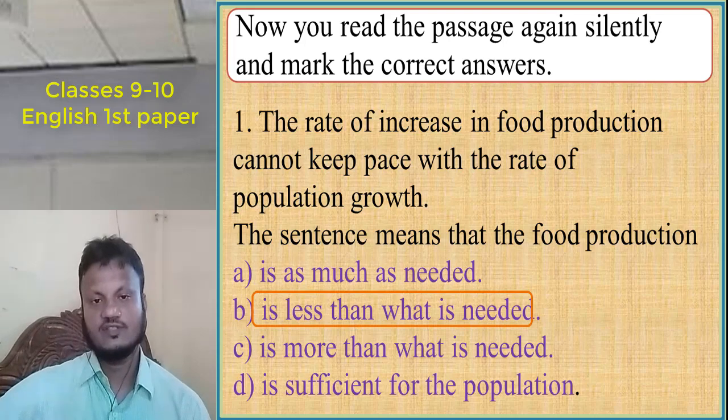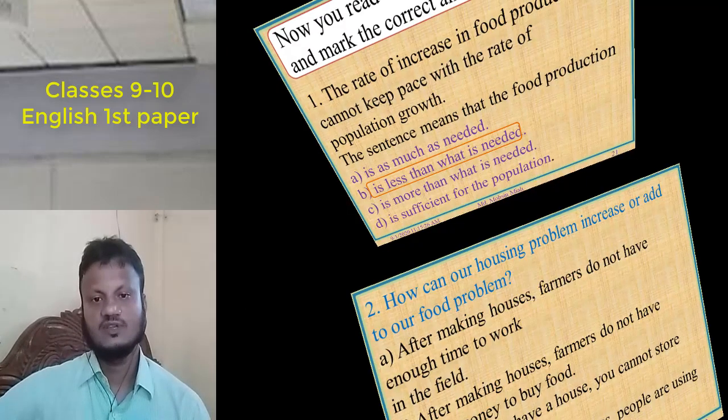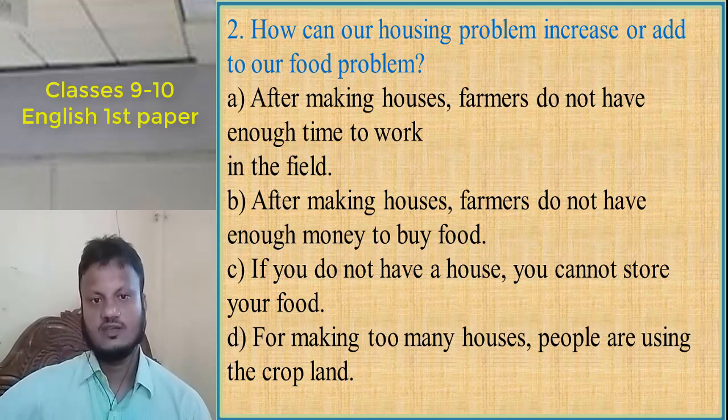And another is, how can our housing problem increase or add to our food problem? A, after making houses, farmers do not have enough time to work in the field. B, after making houses, farmers do not have enough money to buy food. C, if you do not have a house, you cannot store your food. Last one, for making too many houses, people are using the cropland. What will be? Yes, last one.